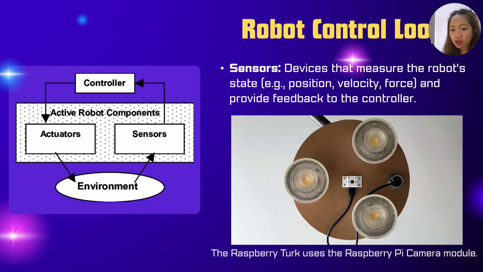So it uses the Raspberry Pi camera module to see the board. You can see here on top, it has a camera in the middle, and there's also a light source to ensure that the robot will sense the pieces on the board correctly. So that's the beginning. You have the environment, which is the chessboard, and then the sensor used is the Raspberry Pi camera module. Now, once the robot has the data, it will send the data to the controller.